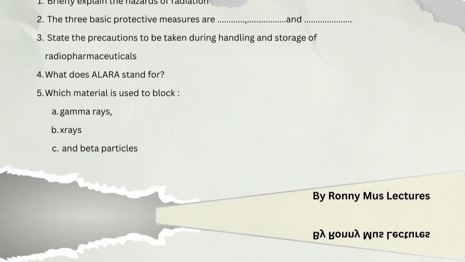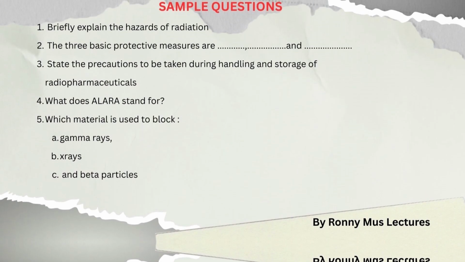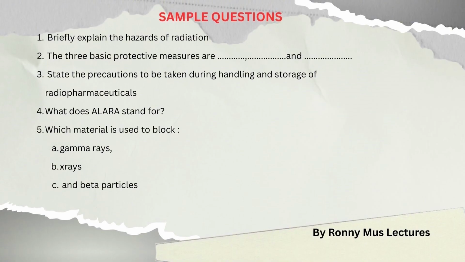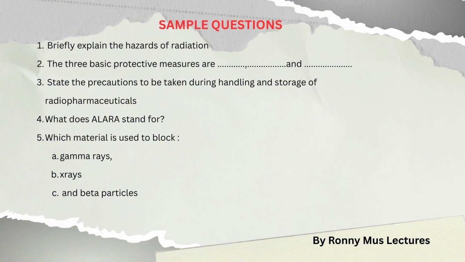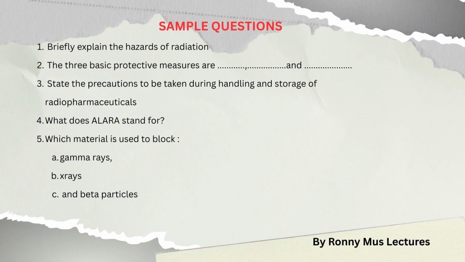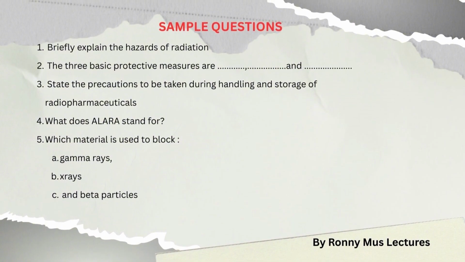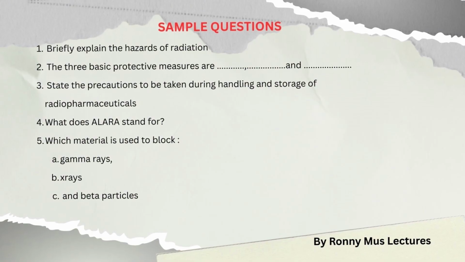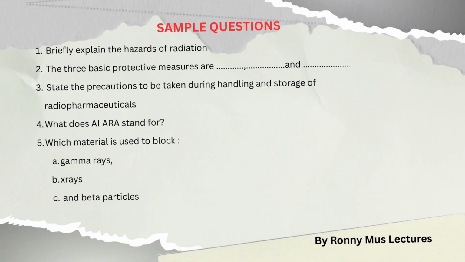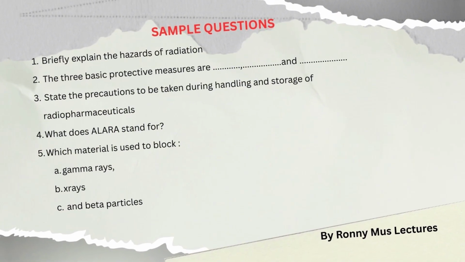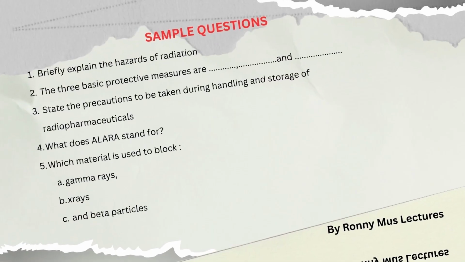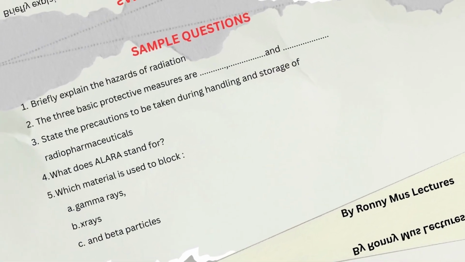Some sample questions. Briefly explain the hazards of radiation. Number 2, the 3 basic protective measures are dash, dash, and dash. Number 3, state the precautions to be taken during handling and storage of radiopharmaceuticals. Number 4, what does ALARA stand for? Number 5, which material is used to block A. Gamma rays, B. X-rays, and C. Beta particles?